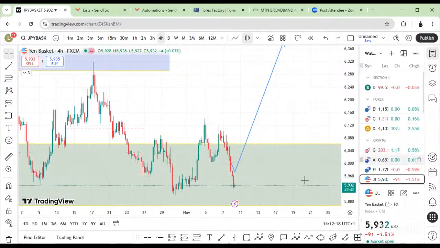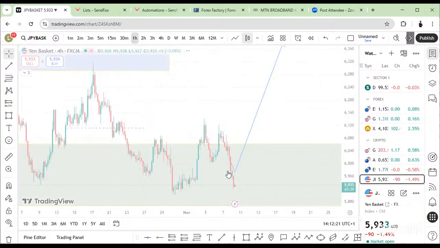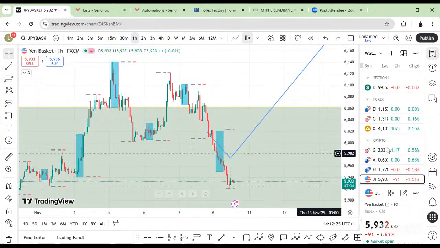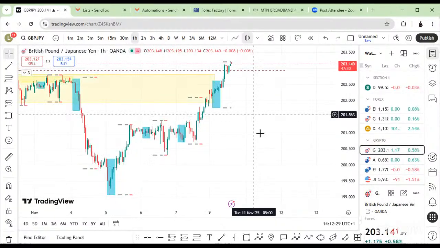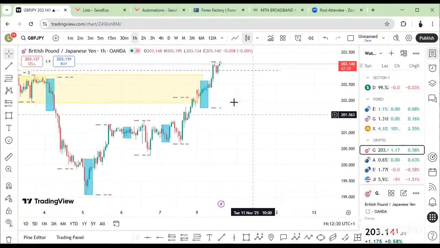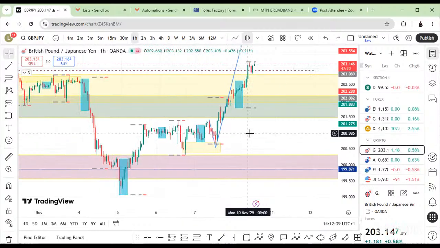And if you look at the yen correlated pair, there's something going on currently on the yen basket. If you look at it, it keeps creating lower lows, lower lows. But if you look at GBP JPY, you are going to observe that GBP JPY has only been creating equal highs. So that is more or less like a divergence, and that is definitely telling us a story.